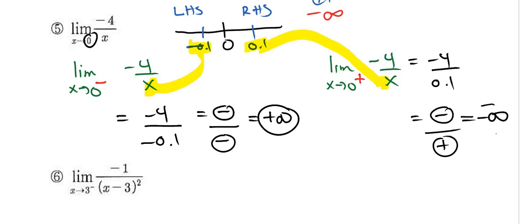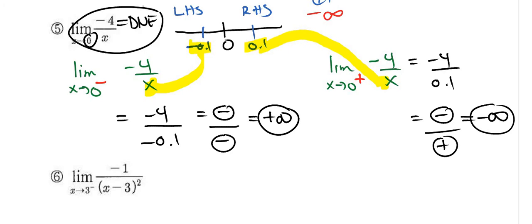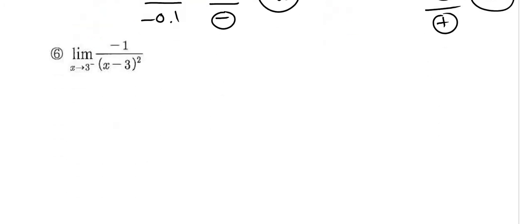Alright, so since the left hand limit and the right hand limit are not equal, the final answer for this one is does not exist. Okay, so does not exist because the left hand limit and right hand limits are not equal.